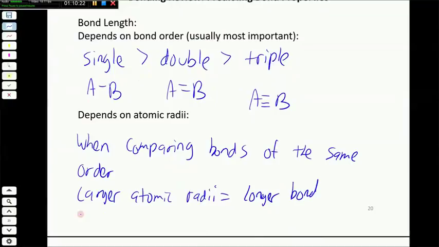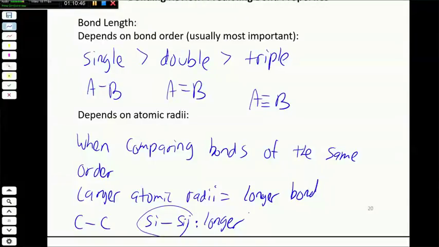So if we compare carbon-carbon bond to silicon-silicon bond, the silicon-silicon bond, so silicon is larger than carbon, it's below it on the periodic table. This one we would expect to be the longer bond. So they're both single bonds, but because silicon is larger than carbon, you'd expect the distance between the 2 nuclei to be larger in silicon versus carbon.